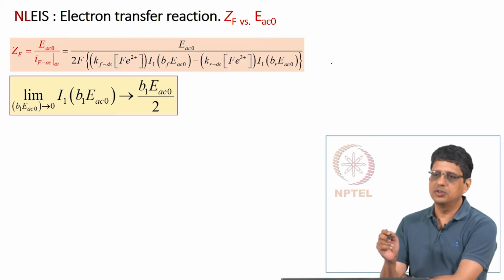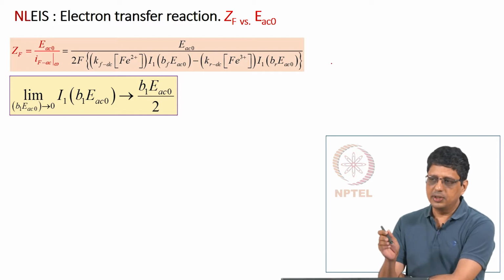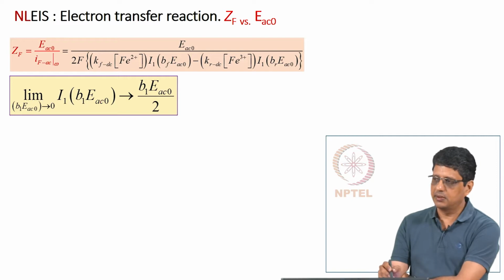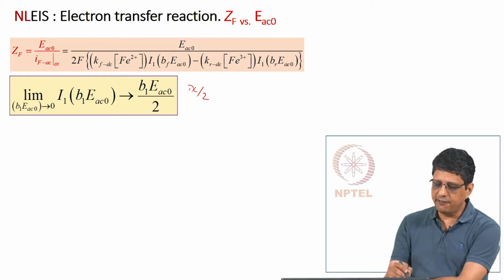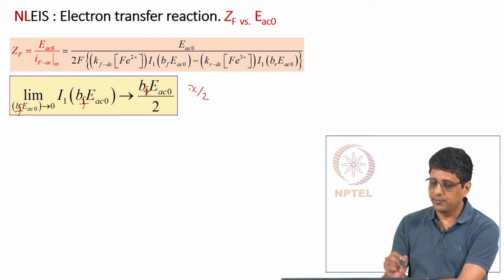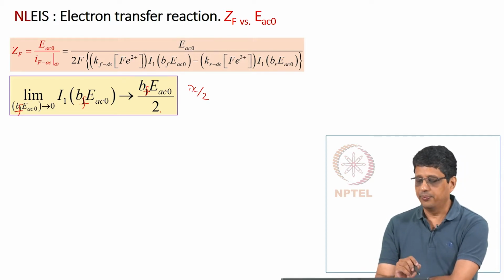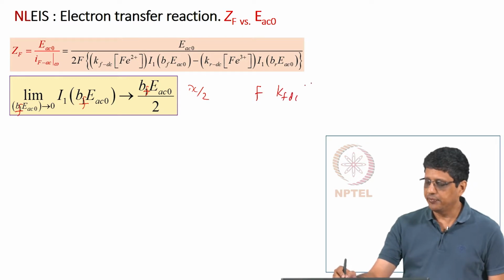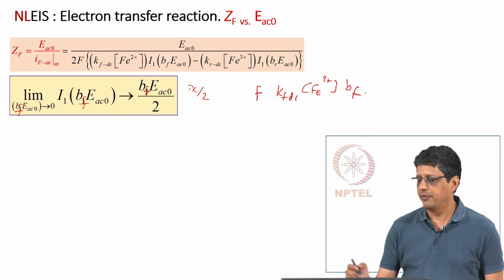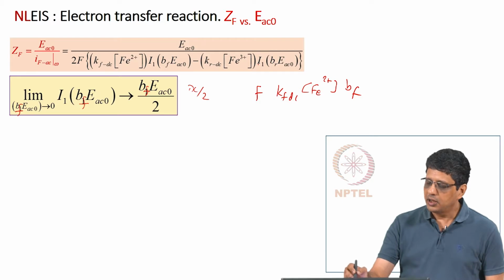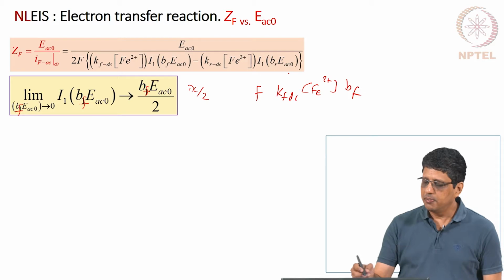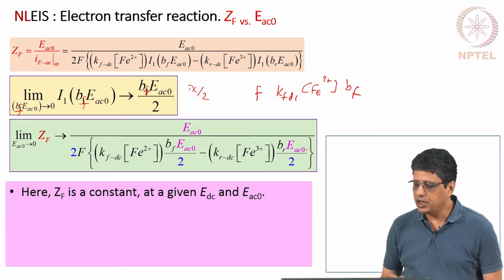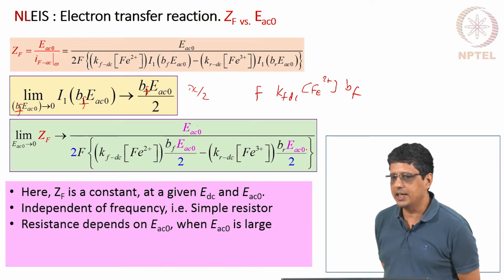Now, what happens when EAC 0 goes to 0? That is, when we use small amplitude perturbation, we should get the same expression as what we got before with linearization. So, limit of x tending to 0, I 1 of x is going to be x by 2. Instead of x, we use Bf EAC 0. We are going to get Bf EAC 0 by 2. This multiplied by 2 will give us F Kf dc Fe 2 plus concentration Bf. Similarly, this side 2 I 1 Br EAC 0 will come to just Br EAC 0. So, these 2's will cancel out, EAC 0 will cancel out, and you will get an expression that is the same as what you got after linearization.